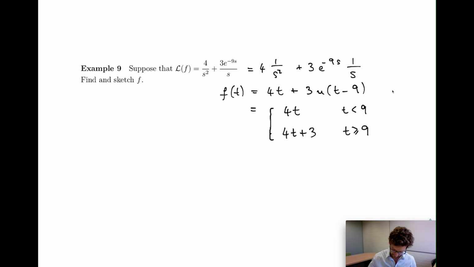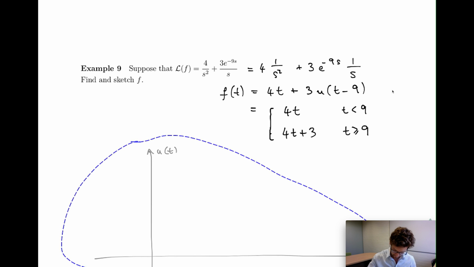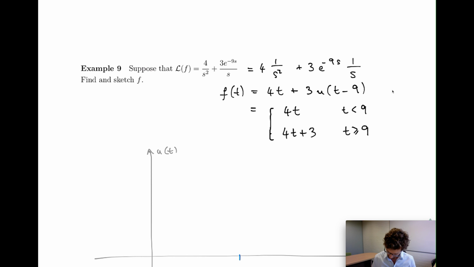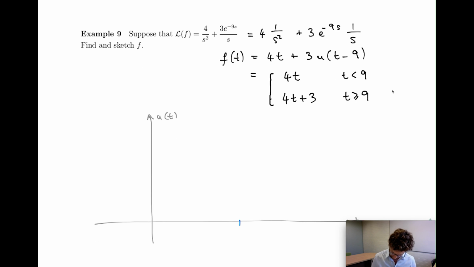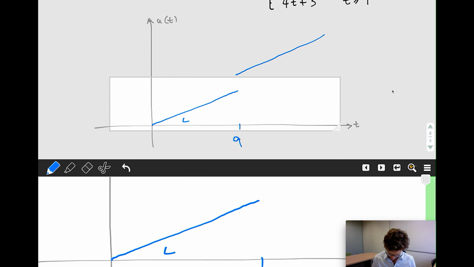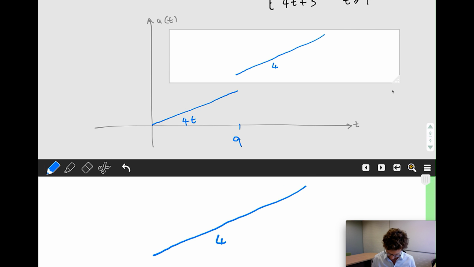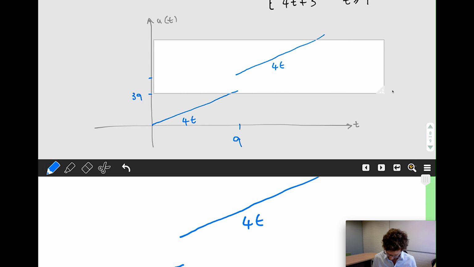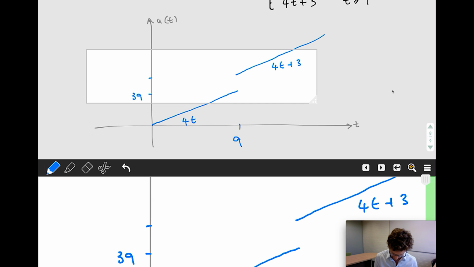So sketching this, we see that things are going to change at t equals 9. It's going to grow like 4t up to that point, and then it's going to have a little jump up. It has the same slope for both pieces. So the expression for each of those is 4t and 4t. I can also actually put in what the values of these functions are at these 2 points. I've got 4 times 9 is 36. And 4 times 9 plus 3, which is 39.